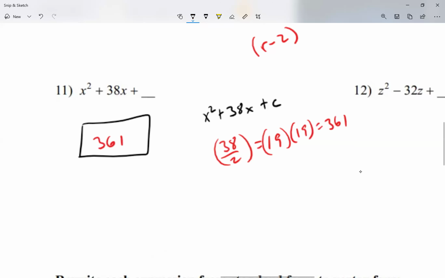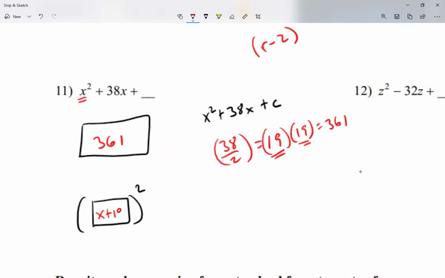Now, for me to write this as a perfect square, I know we'll have to do a parentheses all squared, which is already there. I see a space inside the parentheses. So all I have to do is complete the inside of the parentheses. Since my variable is x, I'm going to use an x. Since the number that I squared is positive 19, I'm going to write this as x plus 19. Notice I'm using the 19 with the sign, positive or negative.